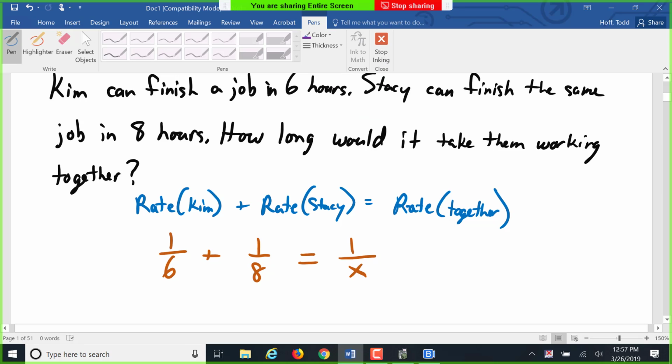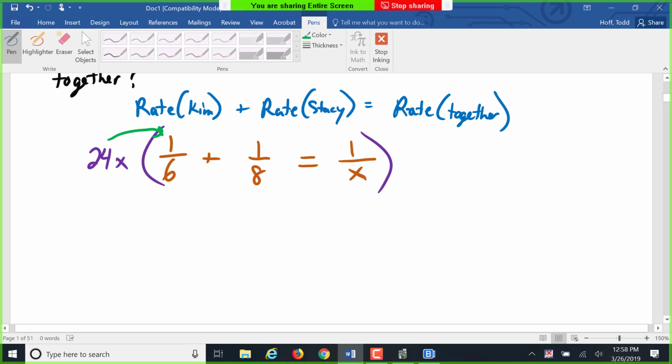Now it's a matter of solving this equation. Our common denominator here, we've got 6, 8, and x. Well, for 6 and 8, what would the common denominator be? 24. So we throw in x, it's just 24x. 24x times 1/6. I'm going to take a shortcut. Multiplying by 1/6 is the same as dividing by 6. 24x times 1/6 is 24x divided by 6, which is 4x. Good.